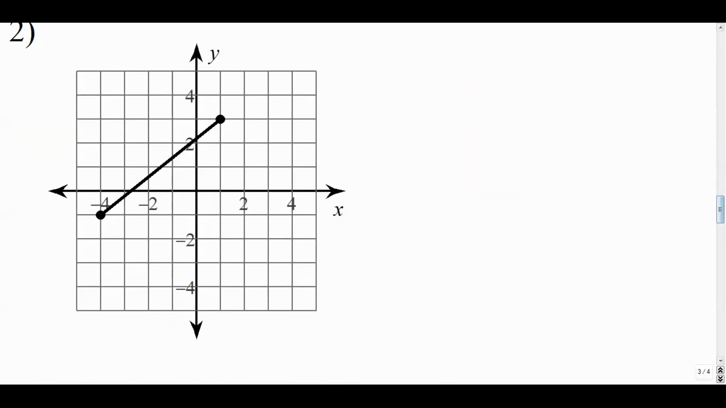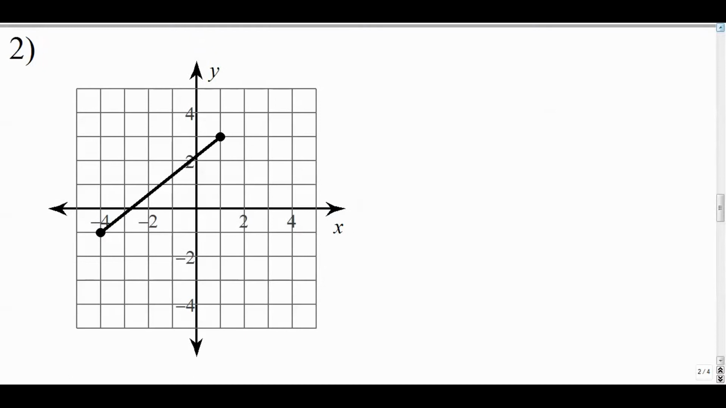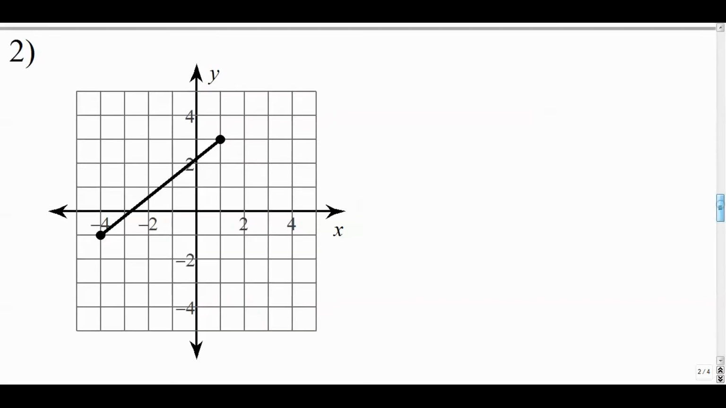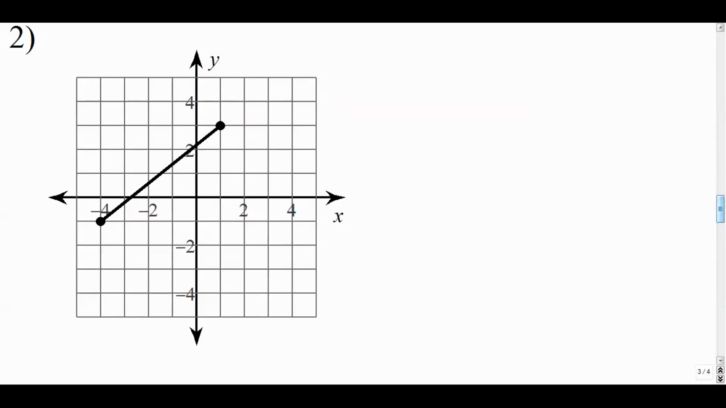Number 2, this time we're given a graph and we're asked to find the midpoint between these two. Now you can look at this graph and say that it's probably somewhere in here somewhere. So if I had to guess, I would probably guess somewhere along the same place as the last one, like negative 1.5, comma 1. But that's not really good enough proof, so let's go ahead and actually check this.